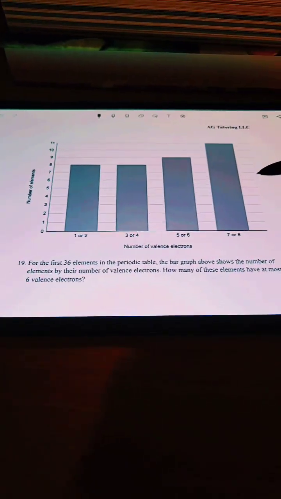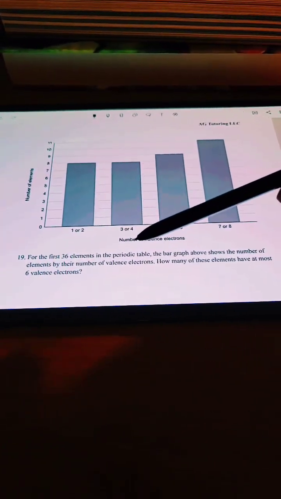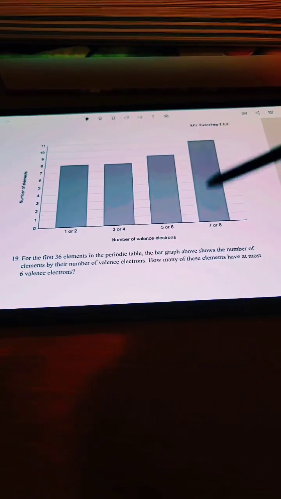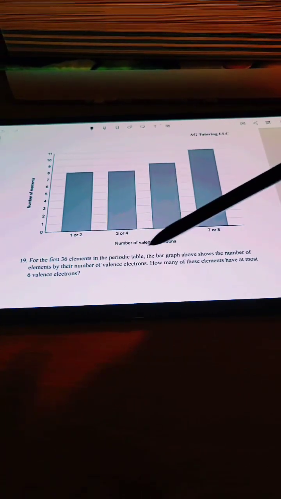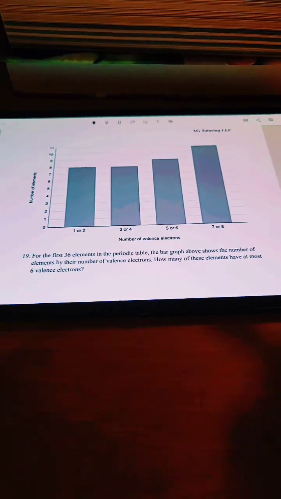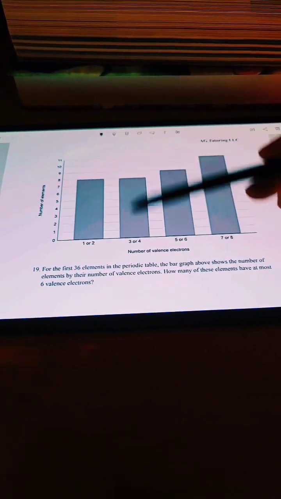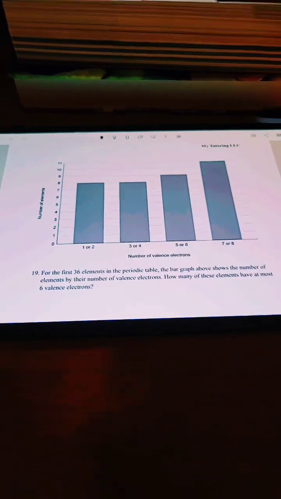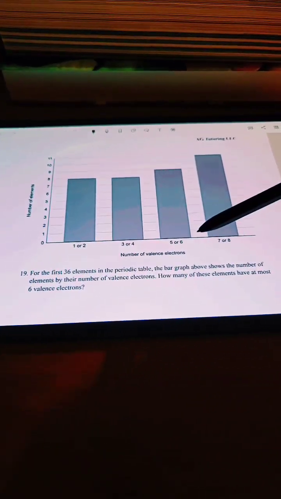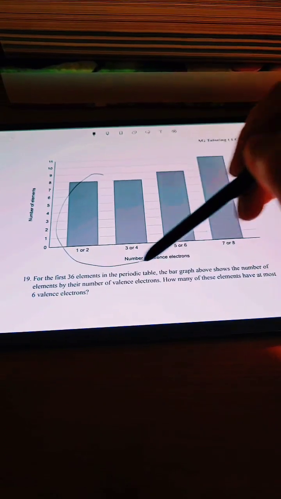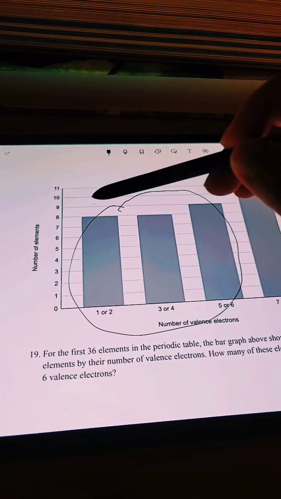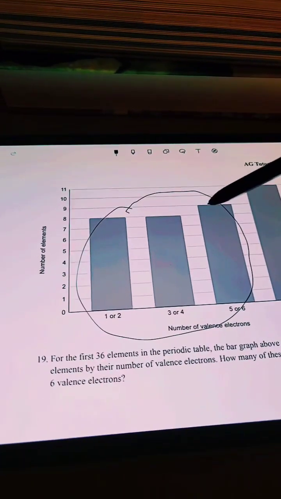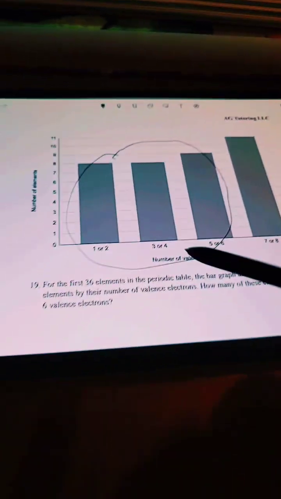Okay, so let's go to number 19. For the first 36 elements of the periodic table, the bar graph above shows the number of elements by their number of valence electrons. How many of these elements have at most 6 valence electrons? So how many have at most 6? So they could have 1 or 2, they could have 3 or 4, they could have 5 or 6. All of these work for the criteria we've been given. So we just need to add up all of these. So it's going to be 8 plus 8, which is 16, plus 9, which is just going to be 25.